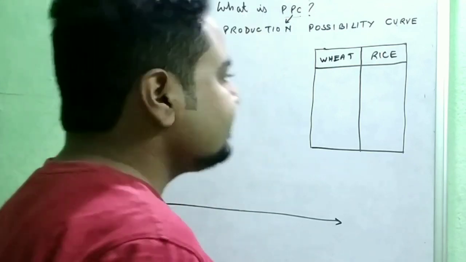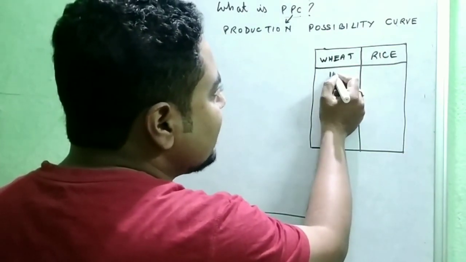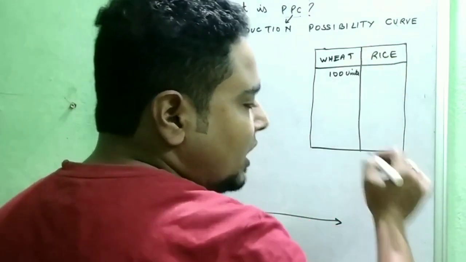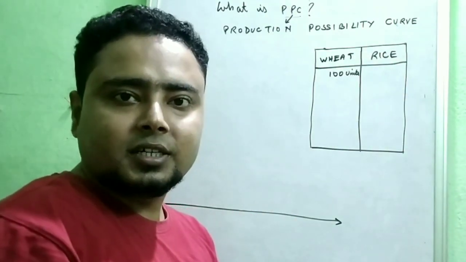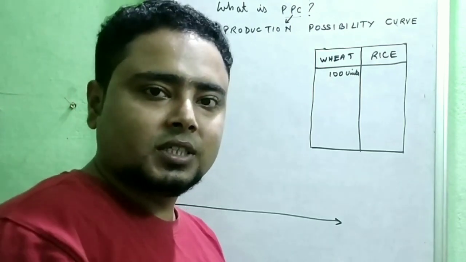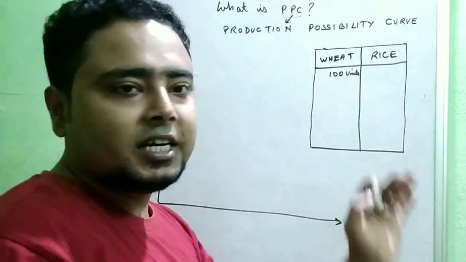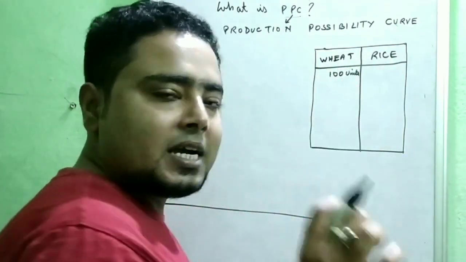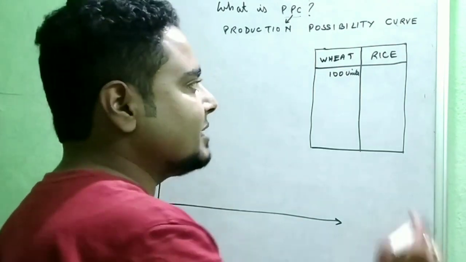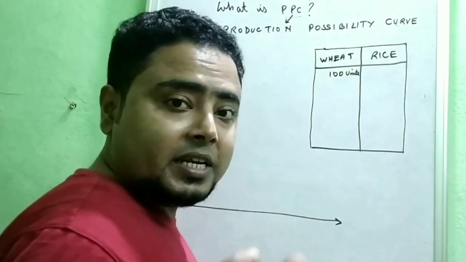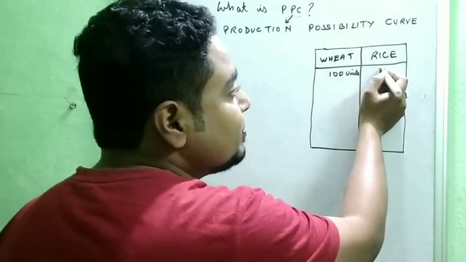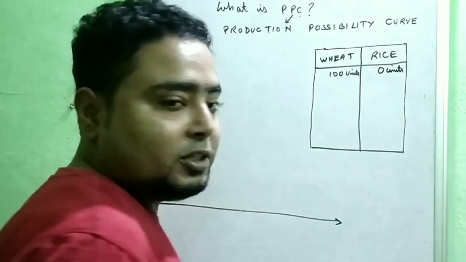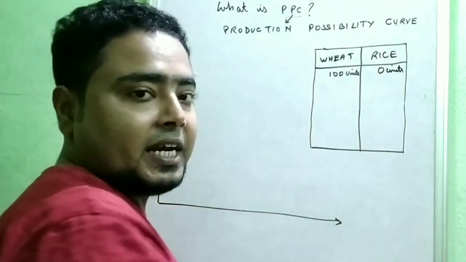So now I will take wheat. I will produce 100 units. So 100 units is our production constraint, meaning we cannot go beyond 100 units. For our simplicity, I have taken 100 units as our constraint. So if we are producing wheat as 100 units, then production of rice will be 0 units, in a very simple way. We can understand this by subtraction.